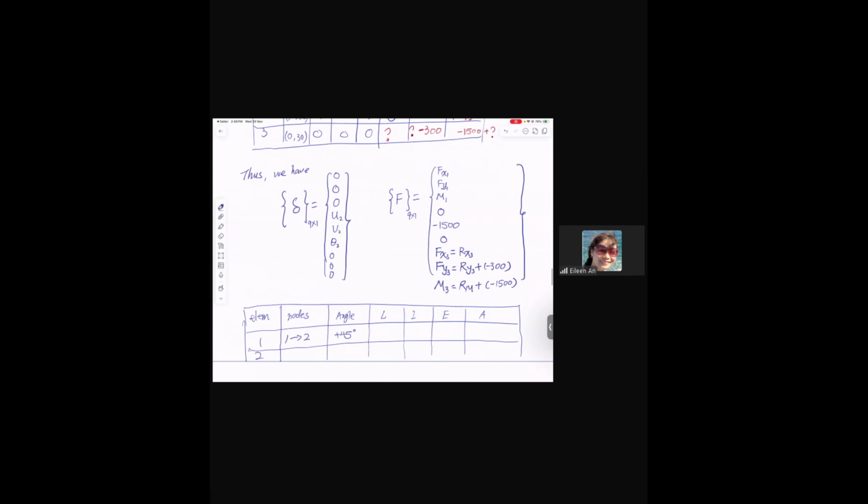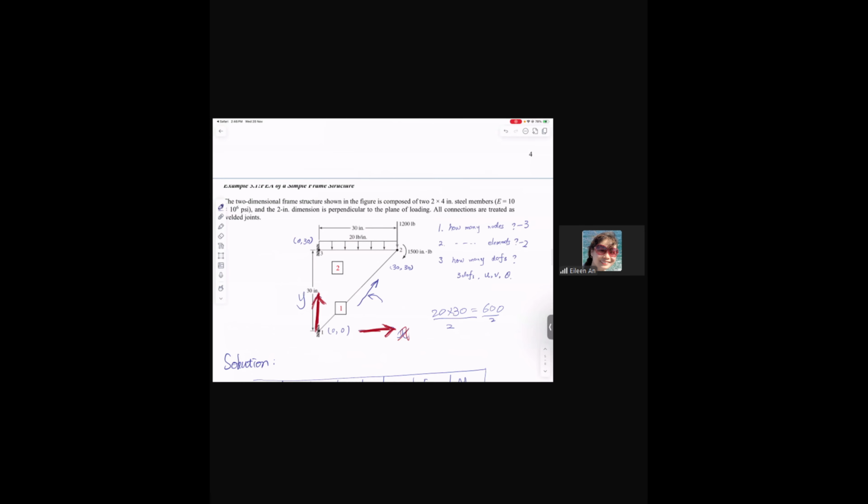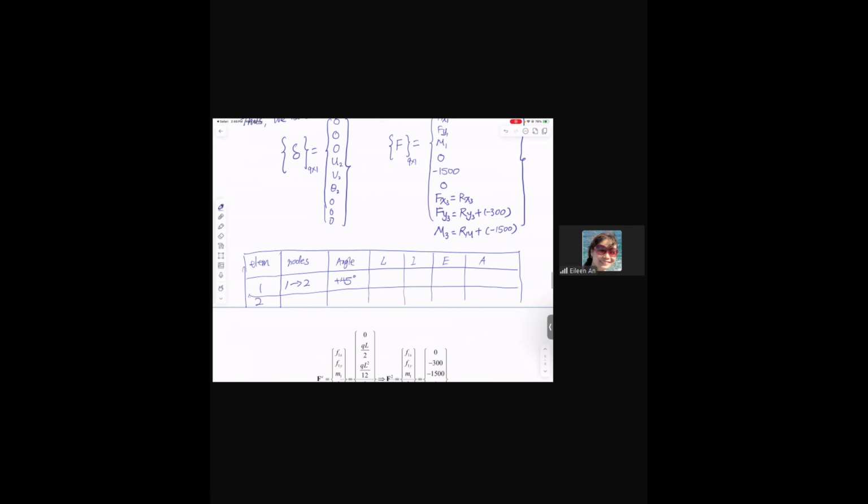Okay, how about the second element? Do you want to use 2 to 3 or 3 to 2? I heard 2 different ways. Okay, let's use 2 to 3. So if we use 2 to 3, then what's the angle? 0 or 180. That's right. You have to be very careful.